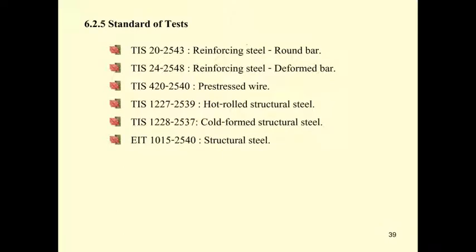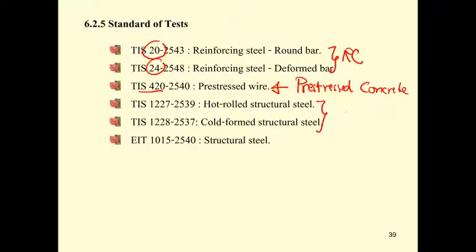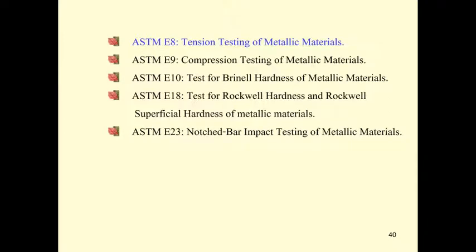There are a lot of test standards. The important one is for reinforcing steel. This is for RC, reinforced concrete. For the pre-stressed wire, this is for pre-stressed concrete. A lot of buildings are using this. You go by TIS 425. For structural steel sections like I, C, T, you have to follow this. This is hot rolling, this is cold rolling, structural steel. And for ASTM, they also have many kinds. I just put them together here as a reference for you in the future.